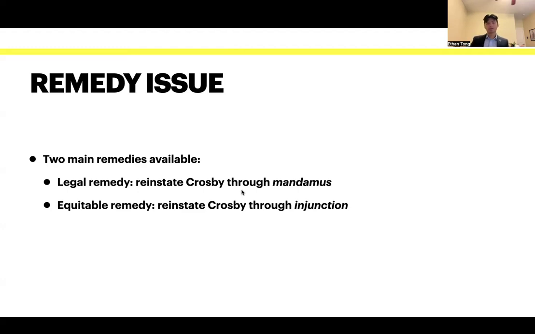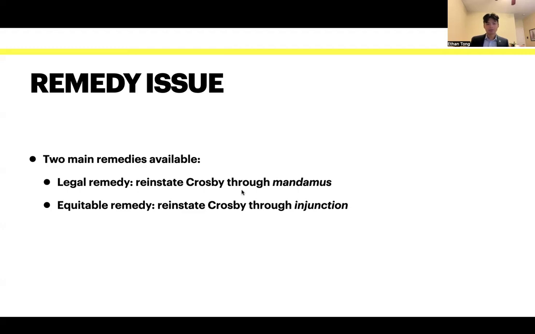There are 2 main remedies available for Crosby if Crosby wants to be reinstated. Remember that we're reaching this issue because we're saying, if the president wrongfully removed Crosby, what next? Do we put Crosby back in his seat? There are 2 main ways we can do it: what's called a legal remedy and what's called an equitable remedy, which I'll describe in more detail in a minute. The legal remedy is to reinstate Crosby through a mandamus. We would issue a mandamus to the president and order the president to reinstate Crosby.